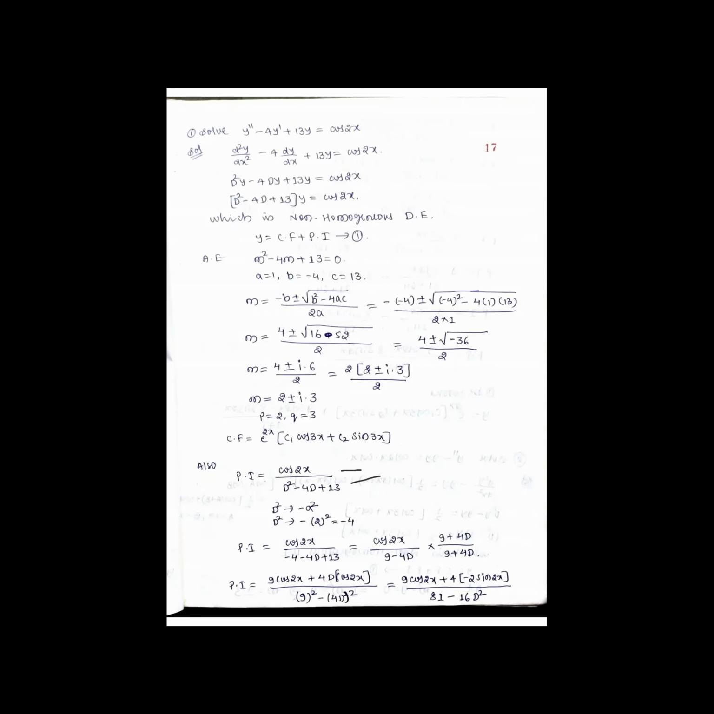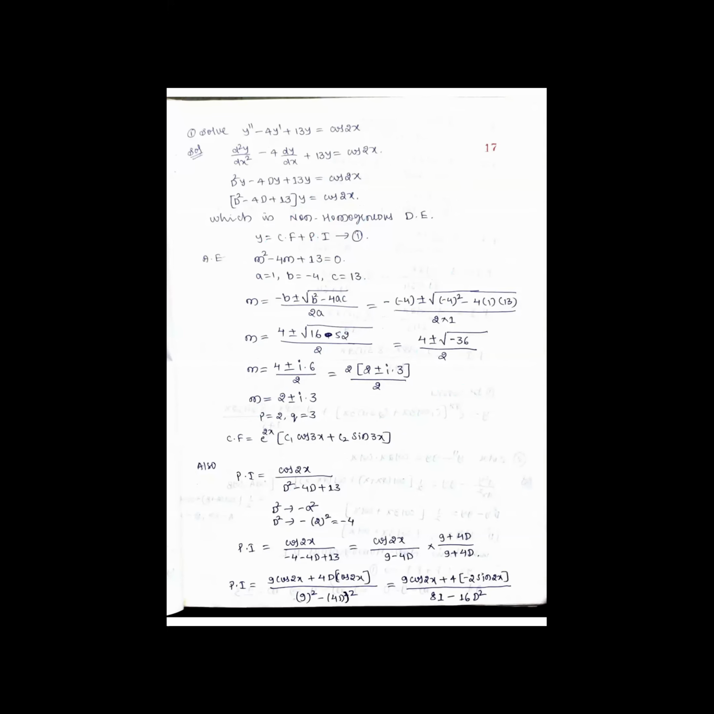This is a type 2 example, that is cos of ax divided by f of D. In type 2, what we are supposed to do is that D square should be replaced by minus a square, where a is the coefficient of x. What is the coefficient of x? 2, that is 2 square. So D square should be replaced by minus 4. Wherever only D square is there, that should be replaced by minus 4.